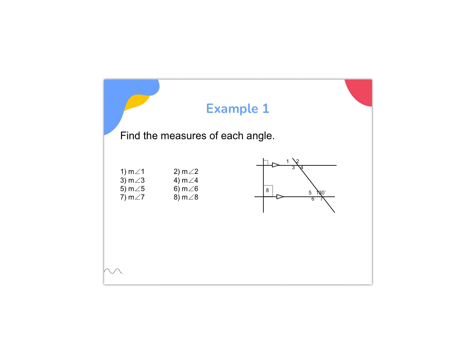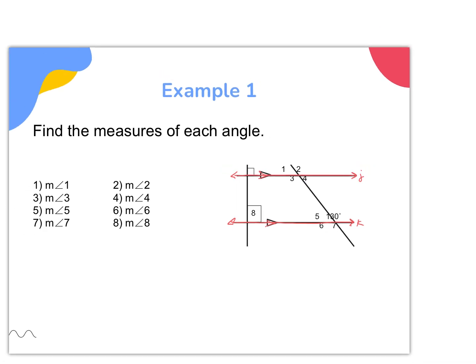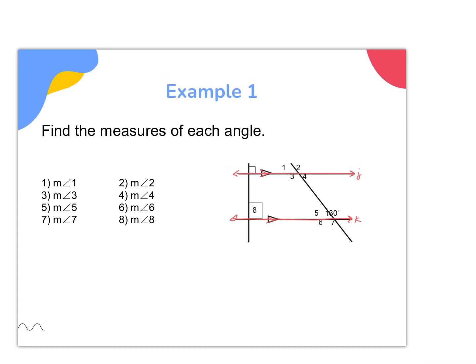So let's do some problems with this. It says find the measure of each angle. And again, you're going to notice we have this original line here. Let's call this line J. We've got this line, which let's call it line K to be consistent. And notice these little triangles here. This represents parallel. So those two lines are parallel. And if you notice, they're cut by two transversals, really.